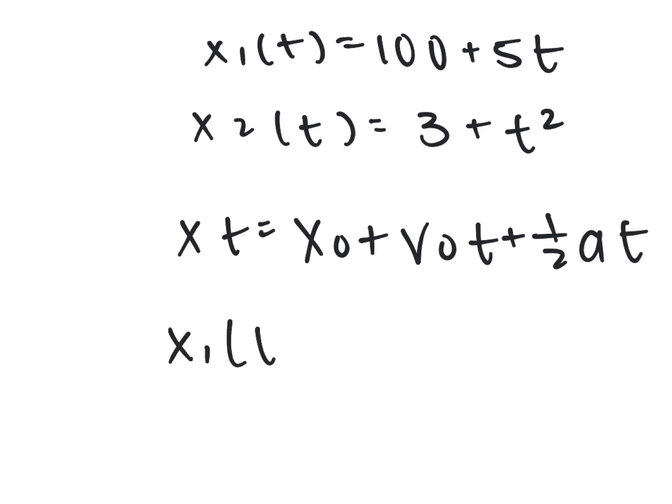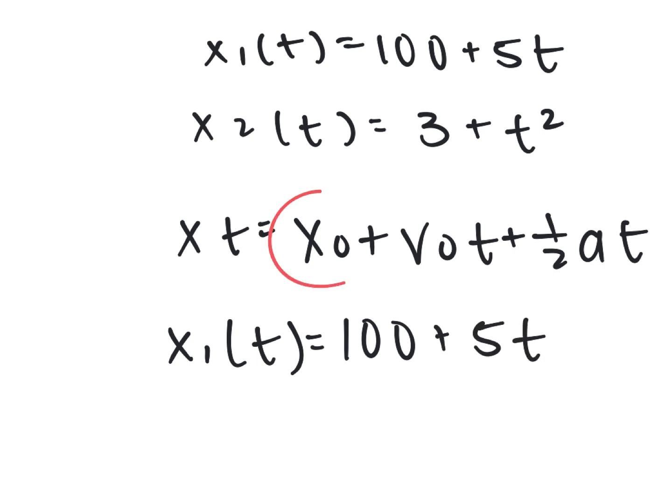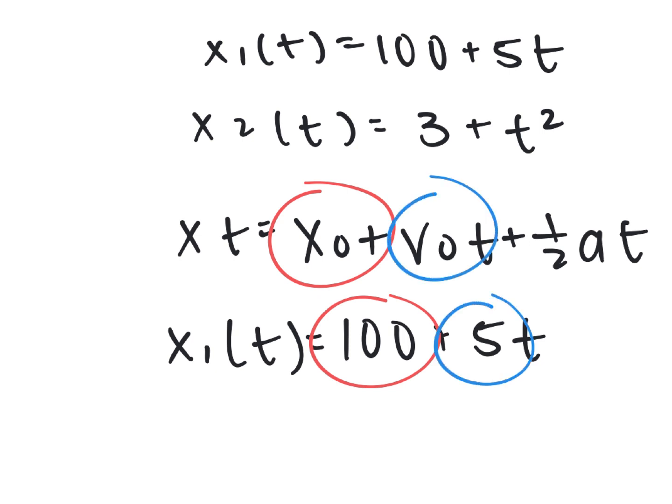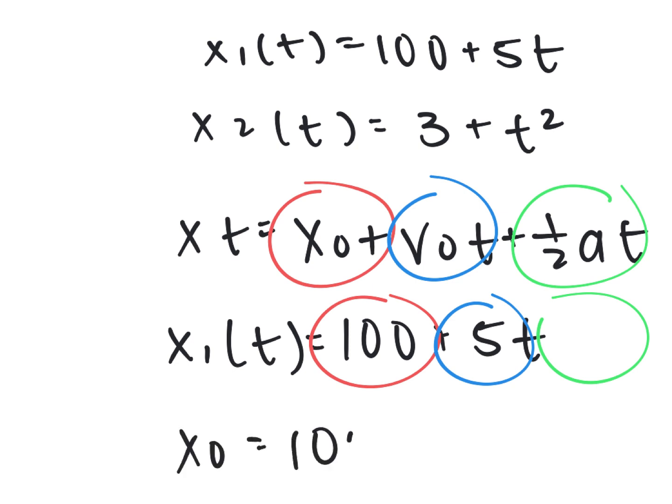So, in the first equation, 100 is the x initial. The velocity initial is 5. And we do not have our acceleration. So, x initial equals 100, velocity initial equals 5.